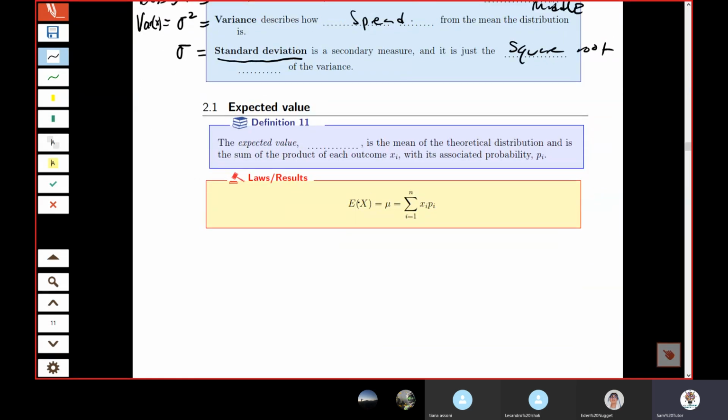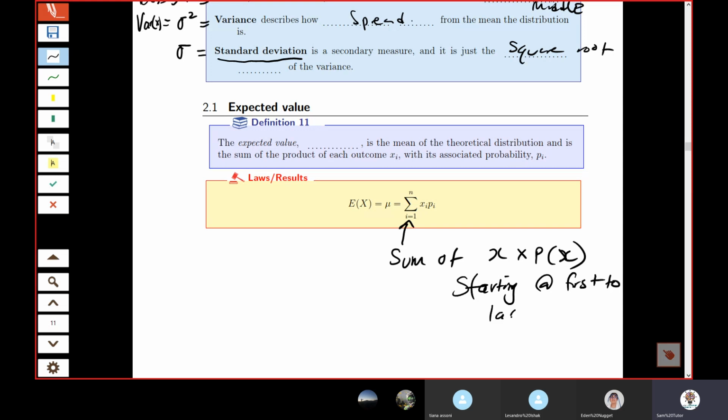There's the formula for the expected value of x. Expected value of x, which equals mu, is equal to sigma, and this sigma is different to the other sigma. This one here means sum of. So sum of your x multiplied by your probability of your x. Think of it like that. X times probability of your x, starting from the first one until the last.